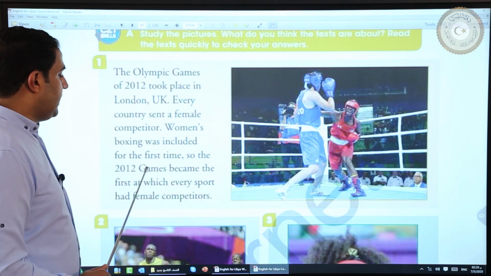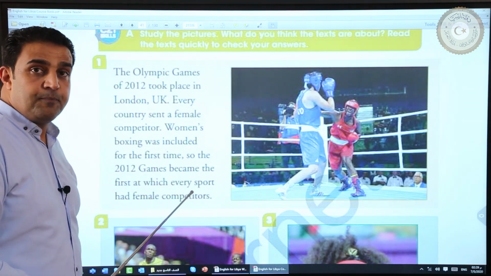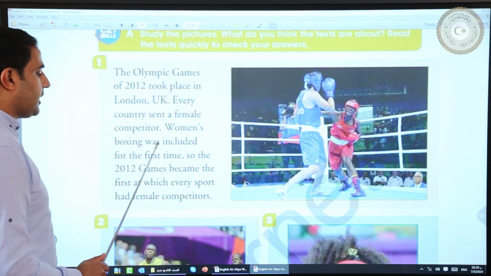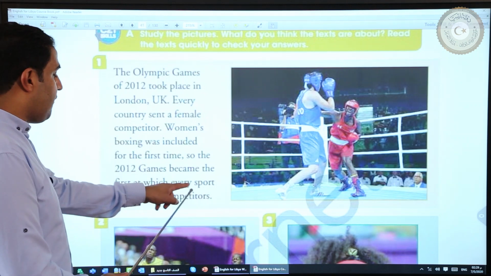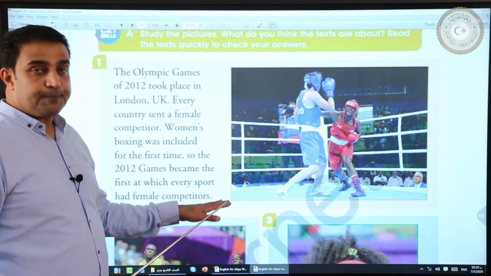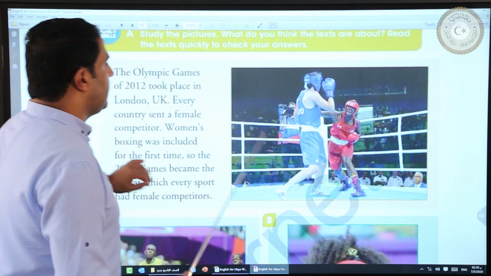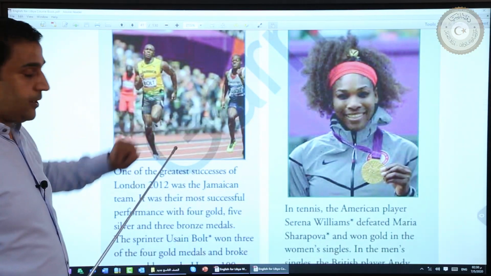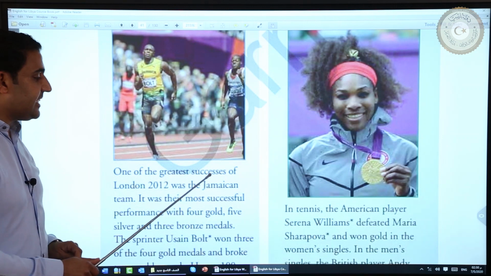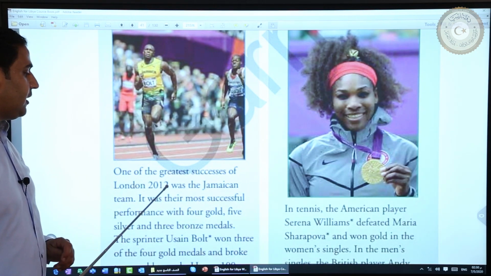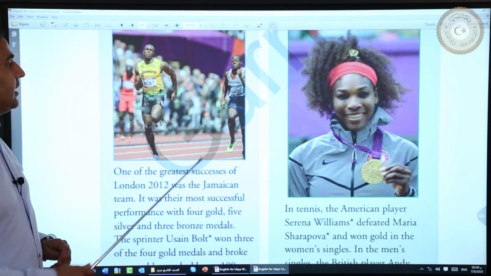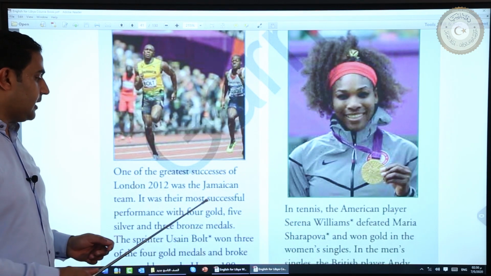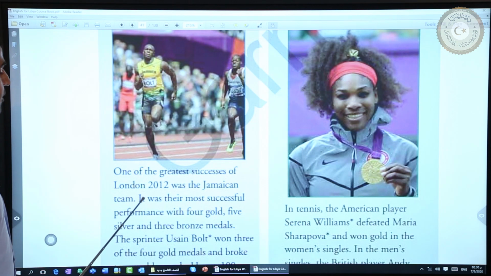So the 2012 games became, what's it became? أصبحت. Very good. The past form of became is the present form become. So became the first at which every sport had female competitors. So in this one here, females are included. Okay, number 2, running sport. One of the greatest successes of London 2012 was the Jamaican team. Jamaican comes from Jamaica. Jamaica is the noun and Jamaican is the nationality. Jamaican team, فريق الجمايكي.